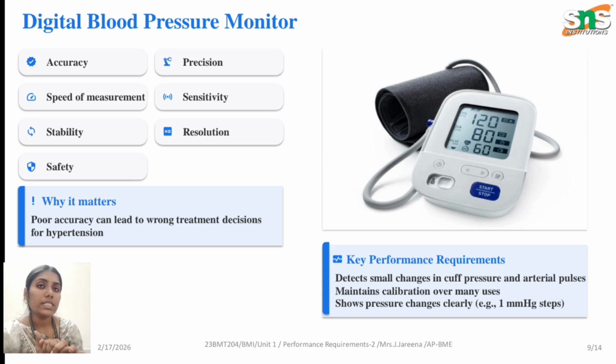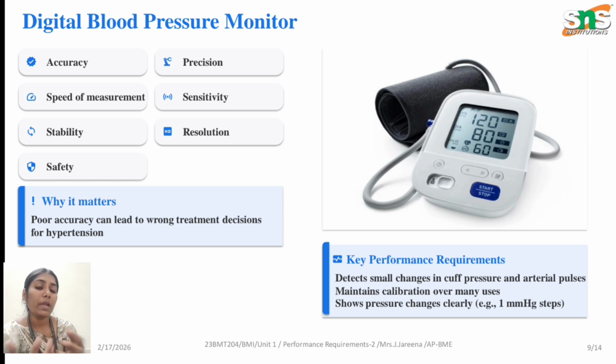Finally, we have another example, a digital blood pressure monitor. For this particular device, these are the few performance requirements we need to meet: accuracy, precision, speed of measurement, sensitivity, stability, resolution, and safety. These performance requirements repeat even for the digital blood pressure monitor. And why does it matter? If you are not meeting these performance requirements, the device will give very poor accuracy, which will lead to wrong treatment decisions.